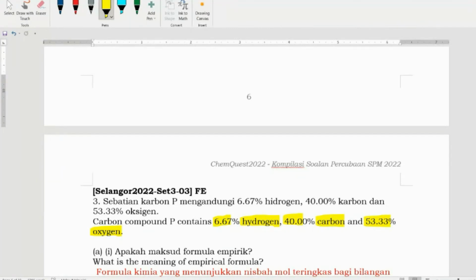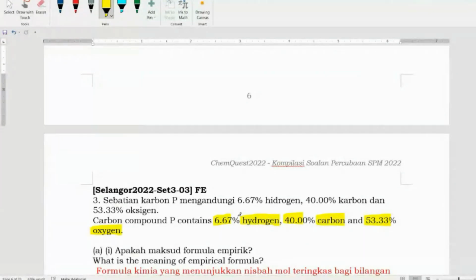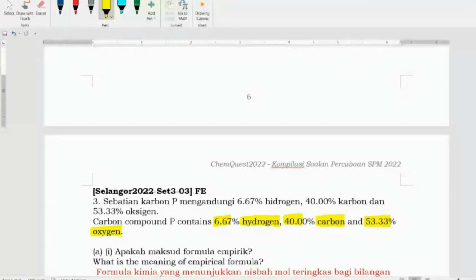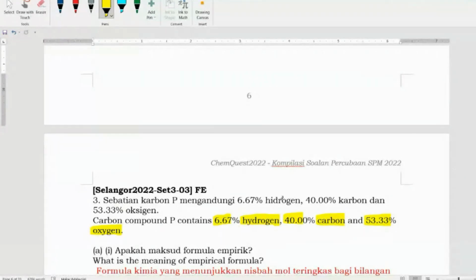So how many percent do you get when you total up the three elements, hydrogen, carbon, and oxygen? So total up how many percent? Okay, how many percent? 100, right? Okay, you total up the percentage is 100%.